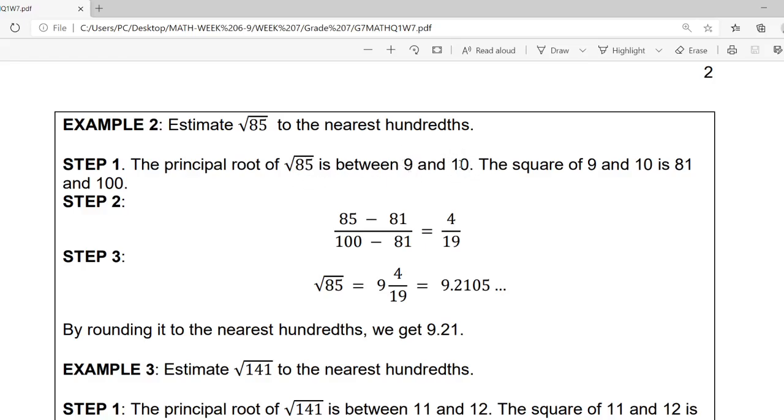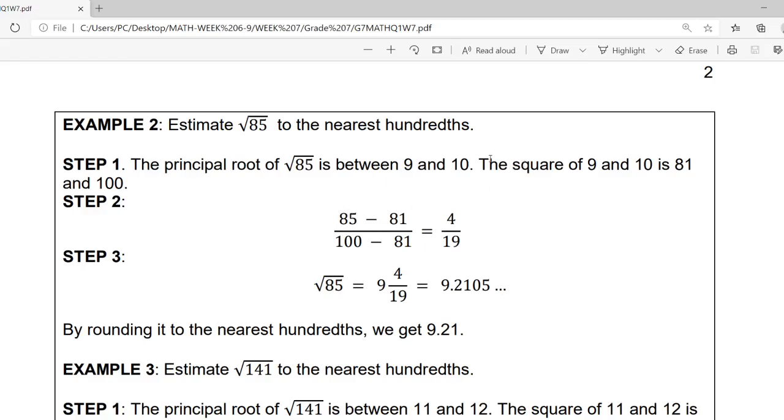The square root of 100 is 10. So 85 is in between the square root of 81, which is 9, and the square root of 100, which is 10. So therefore, again, irrational number 85, that is step 2.